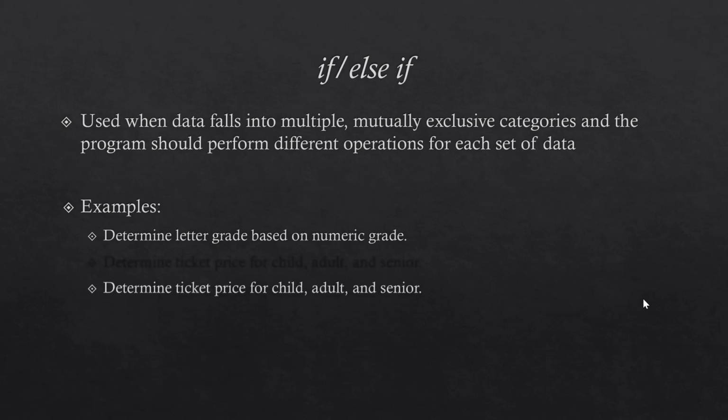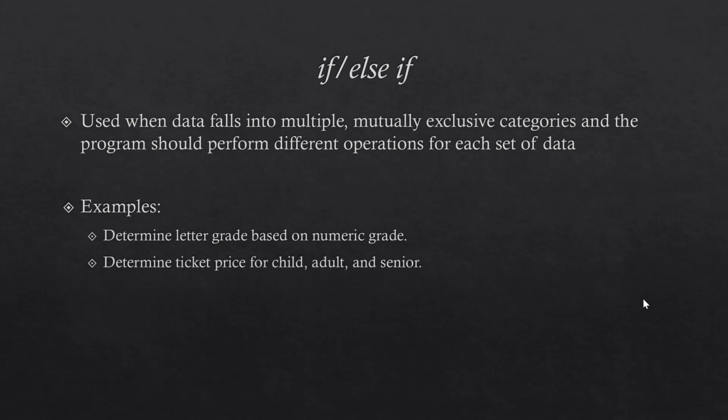Or if we wanted to determine the ticket price for child, adult, and senior. So it's not either he's a child or not. We can have the user as a child, a user that is an adult, or a user that is a senior. So it's not two categories anymore. It's not true or false anymore. We have more than one category, so it's multiple sets of data that are mutually exclusive in our program.